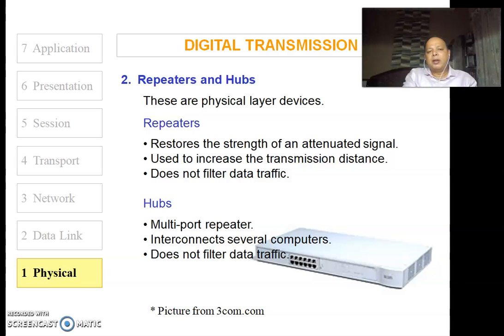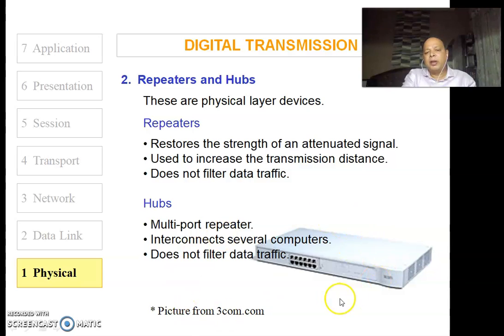However, the typical thing about the repeater is that it does not filter the data traffic. So there is no filtering. It is just a device which is restoring the signal levels. While hubs are multi-port repeaters and they interconnect several computers, and they also do not filter the data traffic. So repeaters and hubs, the typical devices at the physical layer, do not have the capability to filter the data traffic. That's very important.